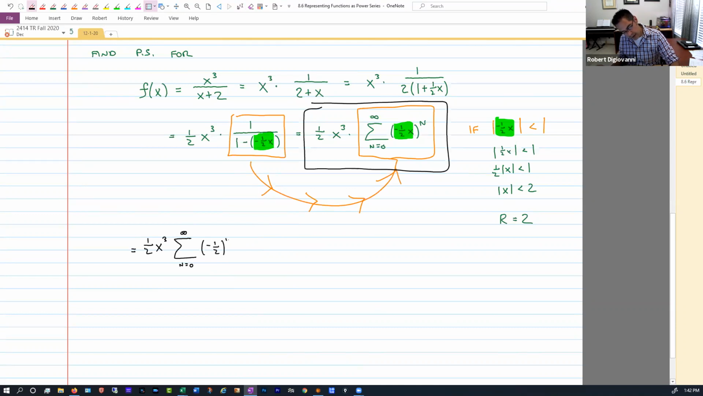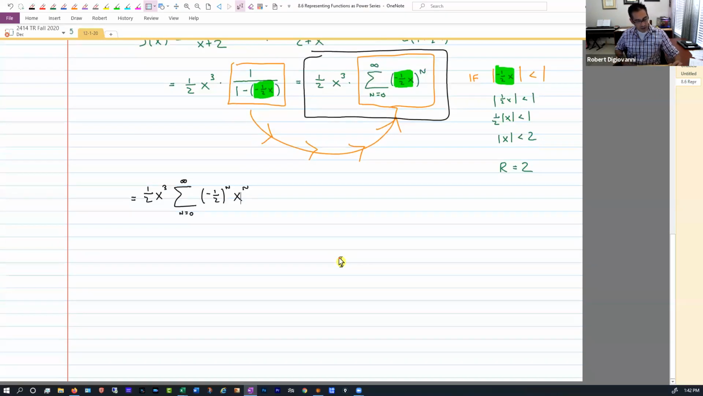-1/2 to the n, x to the n. Because -1/2 and x are being multiplied, I apply the n power to both of them. So I get this. And then check this move out. I'm going to bring the x cubed inside because this sum has to do with n. This has nothing to do with x. So this is almost like a constant that can come in here and be multiplied through.